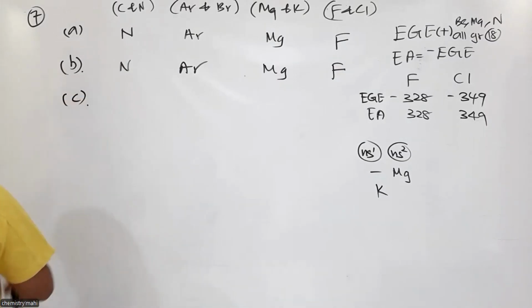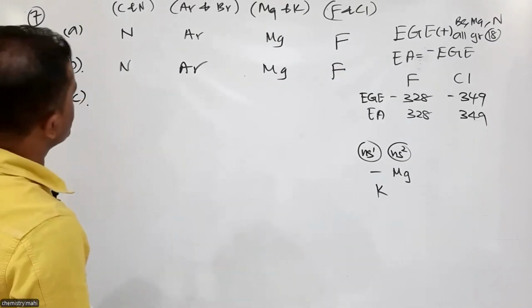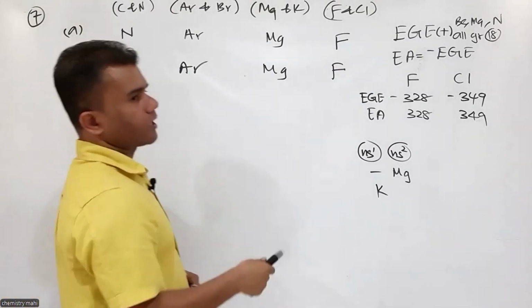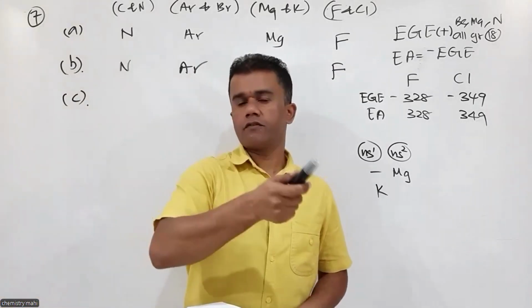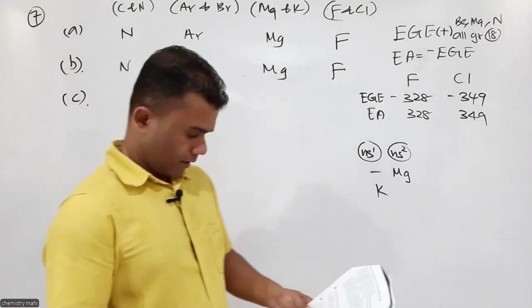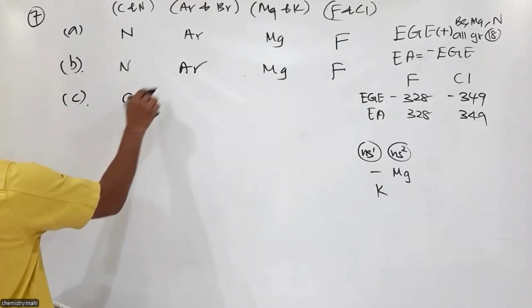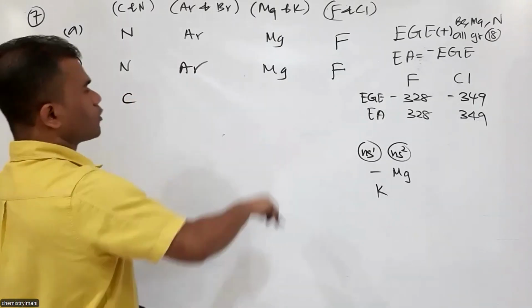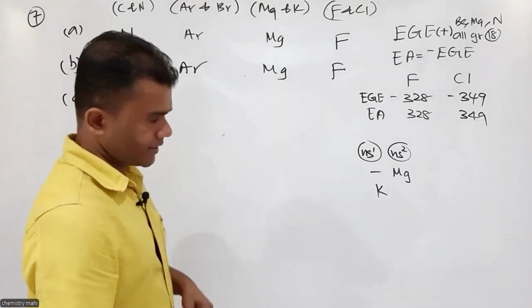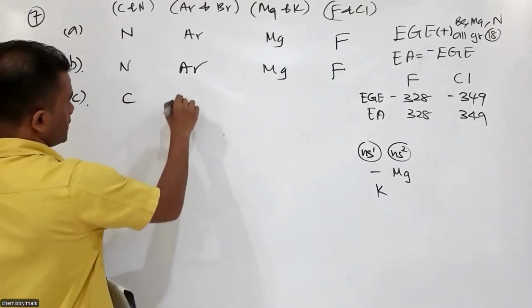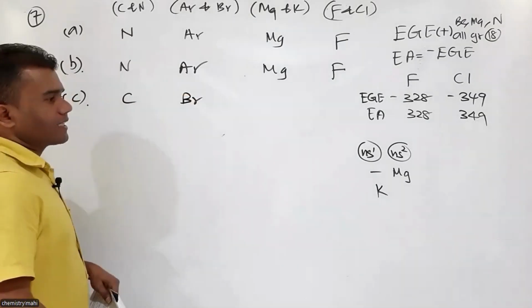See the larger sizes. Then I told you the size. What happened to size? Carbon, nitrogen: here, from left to right, it decreases. The larger size should be carbon. Argon, bromine: again left to right decreases. The larger size means bromine.